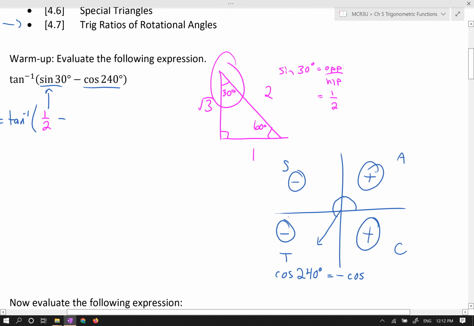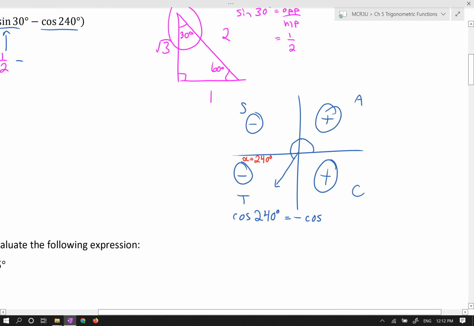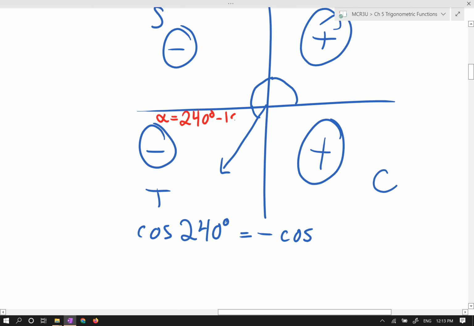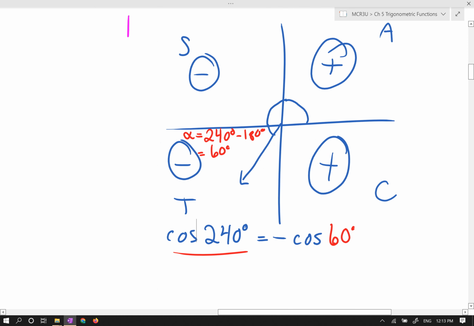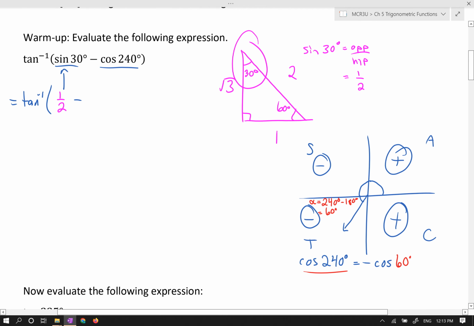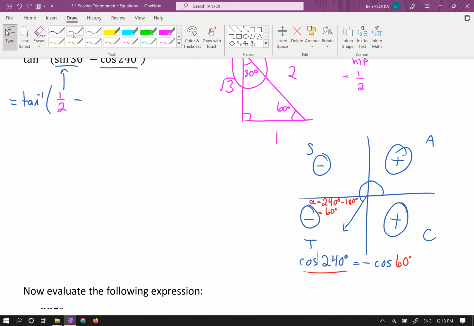My related acute angle is going to be equal to 240 degrees. That's what I started with. 240 degrees, that's all the way around, minus this part, the 180 degrees. So 240 degrees minus 180 degrees. I suspect I could have written this in another spot to give us more space, but that's okay. Minus 180 degrees. I'm working with a related acute angle of 60 degrees. So that means the cosine of 240 degrees is equal to negative the cosine of 60 degrees. If you're unsure on this, again, section 4.7. So, all right, negative the cosine of 60 degrees.